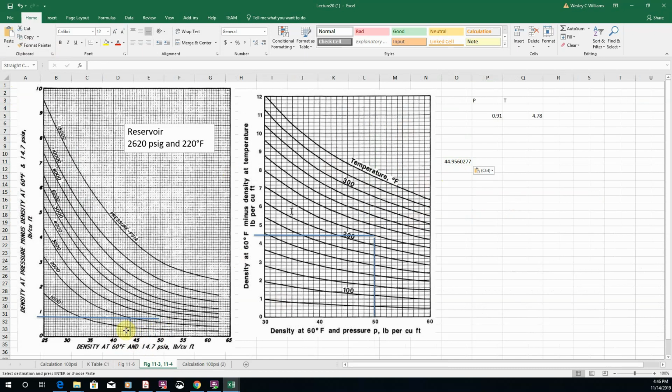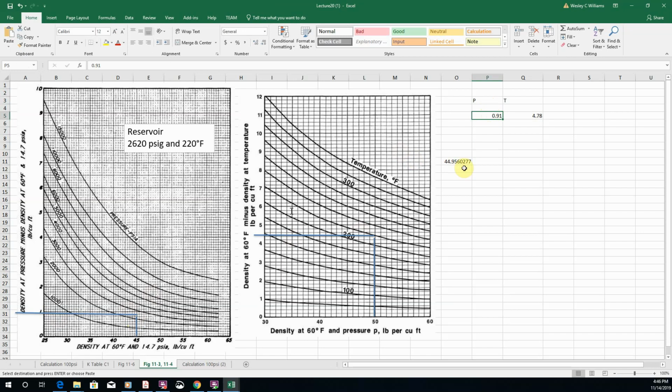Here's 45. 44.95 is almost 45, and our pressure is 2,620. So it's somewhere in there. We get a correction factor of, we're going to call it, around 0.91. That's what he was getting in the book. So 0.91, I'm putting that up here.